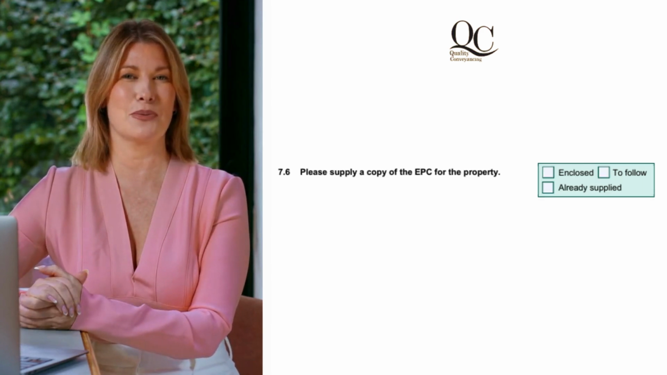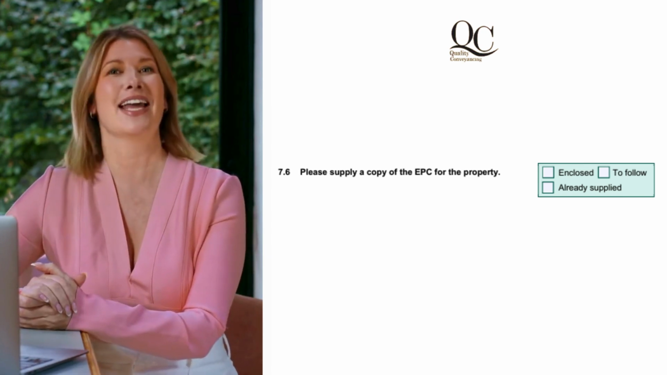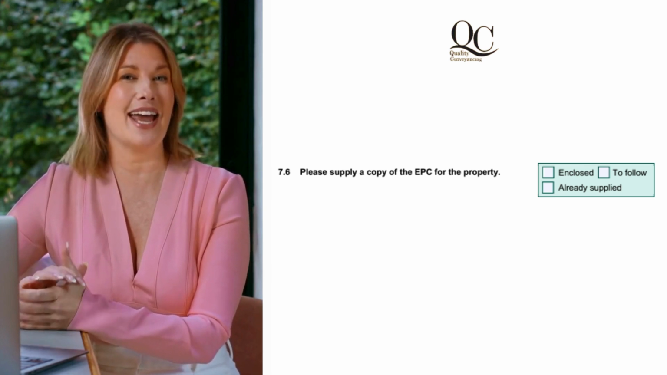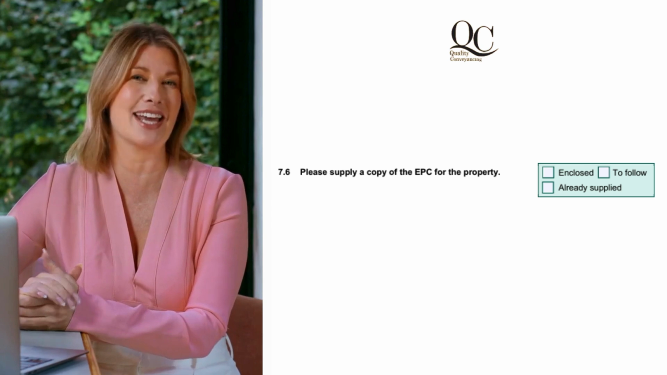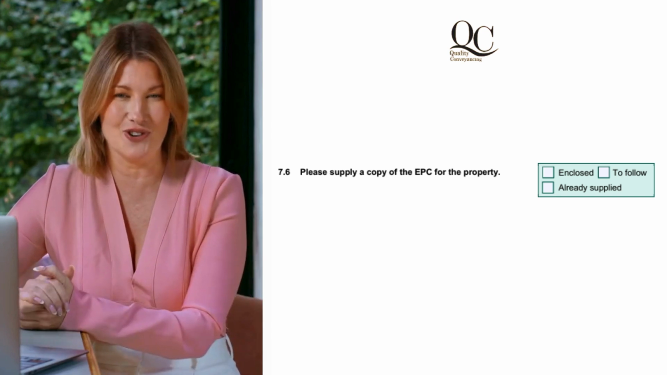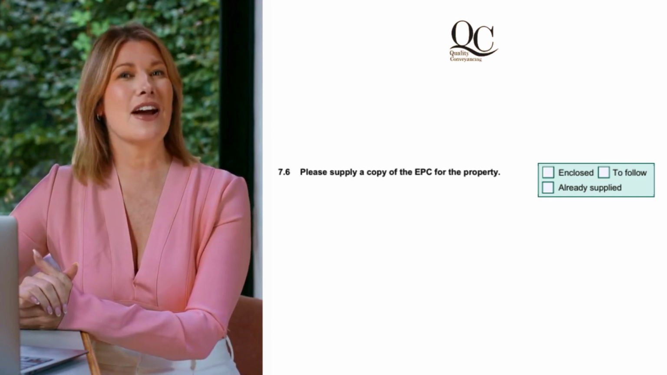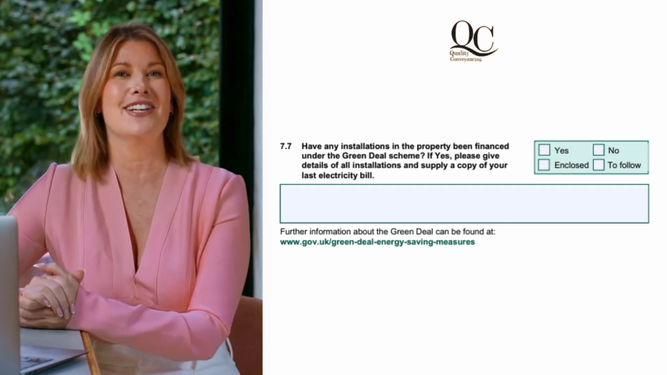Next is the Energy Performance Certificate, or EPC. Every property being sold needs to have one, and it simply shows how energy efficient the home is. If you have a copy of the EPC, you can attach it here. If it's already been given to your estate agent or solicitor, just tick Already Supplied. And if you don't have it yet, that's okay. Simply tick to follow.